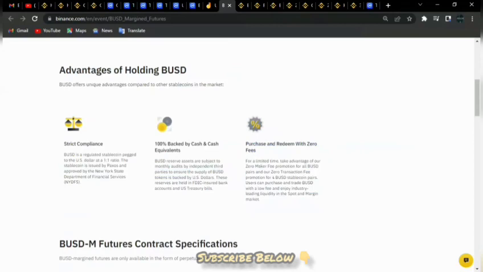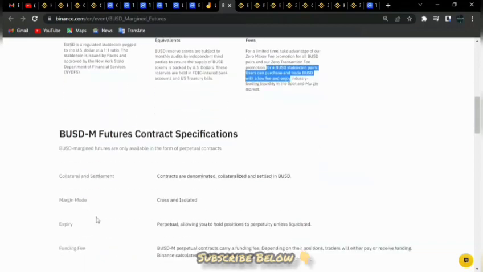Then also BUSD gives you the opportunity to purchase and redeem with zero fees. Now currently, as of recording, for a limited time, Binance has launched a zero maker fee promotion, where users can trade certain pairs, about 4 BUSD stablecoin pairs, and users can purchase and trade BUSD with a low fee and enjoy industry leading liquidity in the spot and margin market. Now these are some of the benefits you want to know.